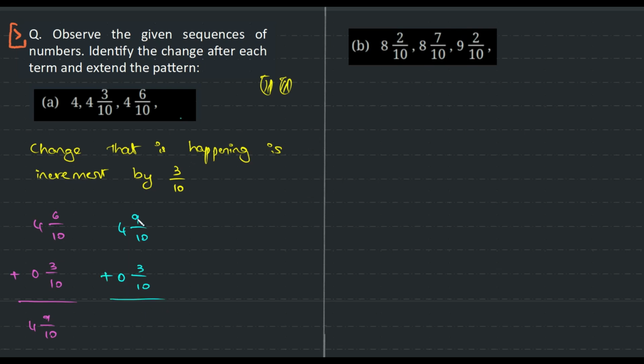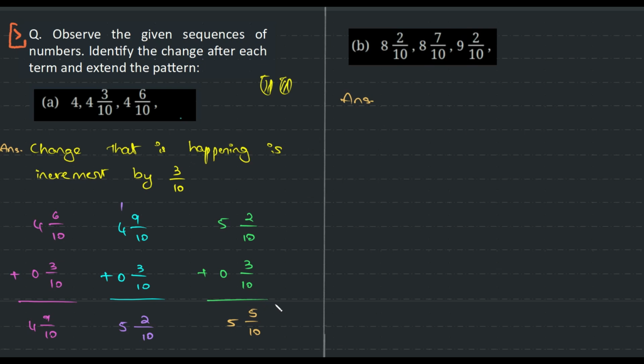I'm directly doing it now. 9 plus 3 is 12. So 2 and 1 carry over. So this will be 5, 5 and 2 tenths. And 5 and 2 tenths being added to 3 tenths, we have 2 plus 3 is 5 by 10, and 5 and 0 is 5. So 5 and 5 tenths. So that is our answer. Okay, so basically this is what you have to do.